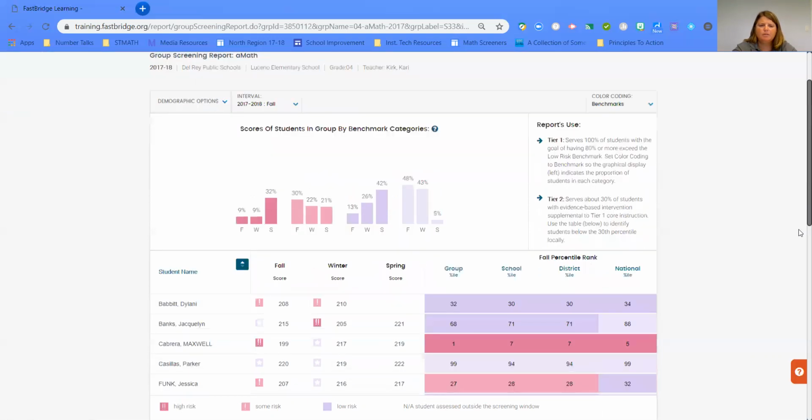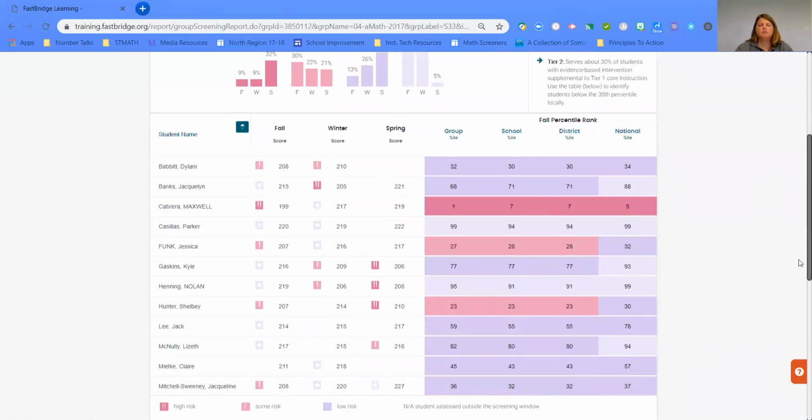So when we scroll down, we'll be able to see individual students and their scaled scores. And we also notice that there's exclamation points and stars, and some students don't have anything next to them. It defaults to putting these students alphabetical by their last name.